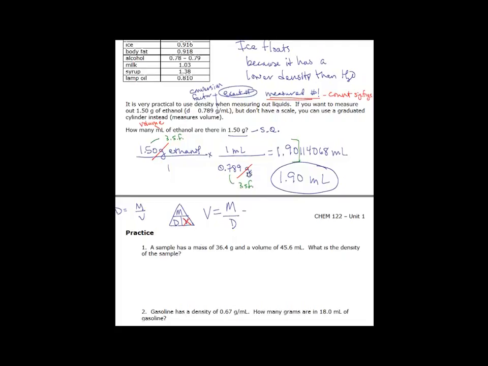So in order to solve for volume with this problem, we're going to plug in the mass, so 1.50 grams, and then you're going to plug in the density, 0.789 grams per milliliter. Now with this method, it's not as easy to see how the units cancel out, because when you divide by a fraction, it's the same as multiplying by the reciprocal.